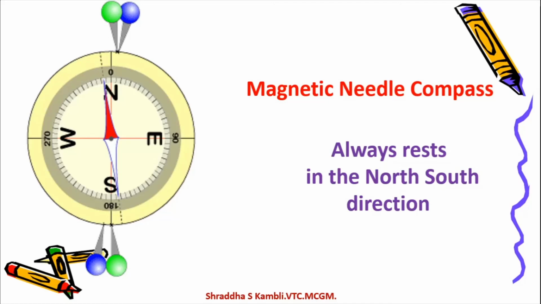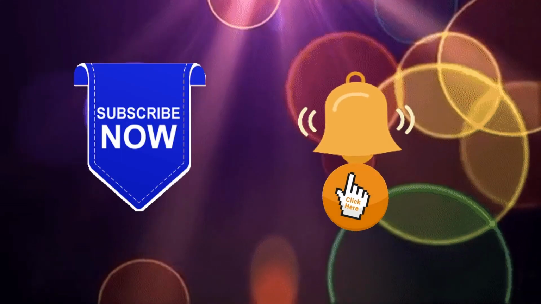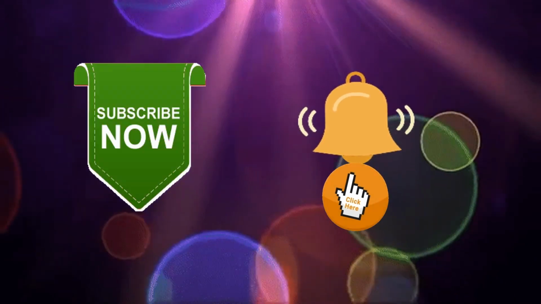Alright, children, so this was about the various directions for you. So we have the north, the south, the east and the west. Alright, now in the next part of the lesson, we will talk about maps. Now we have already talked about these four directions. You can see them on the map here: north, south, east and west. We will talk about how you can make use of these directions on the map.